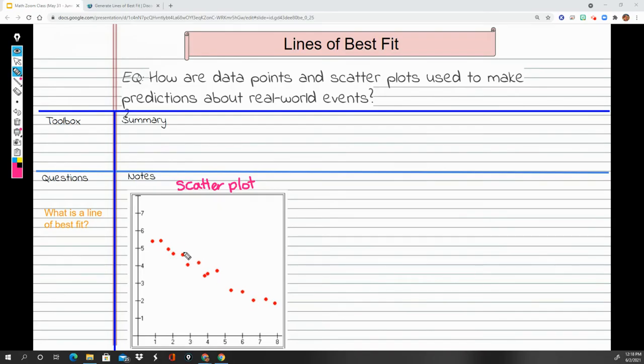So now I notice there's sort of this overall space that they kind of exist in. And it looks like it's coming from high down to low. We will talk more about that. But what would help me maybe better look at this data is to have a line that tries to capture as many of those points as it can. And this is called our line of best fit.